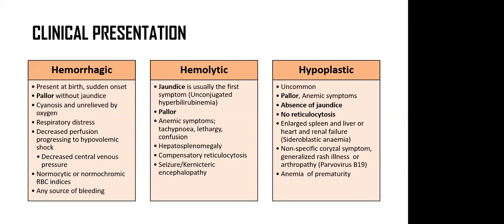So in the hypoplastic, which is usually an uncommon cause of anemia in neonates, they could present with pallor and anemic symptoms, but with absence of jaundice and no reticulocytosis. And usually they can have enlarged spleen and liver, and also heart and renal failure, which can usually be due to sideroblastic anemia. And the patient can also have non-specific constitutional symptoms or generalized rash, illness, or arthropathy, which, for example, in parvovirus B19, and also anemia of prematurity.